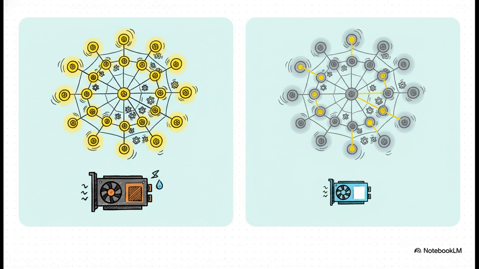But on the other side, we have this much cleverer technique called LoRA. Instead of changing anything in the original model, LoRA freezes it completely. And then it just trains these tiny new adapter layers on top. We're talking about updating less than 1% of the model's total size.